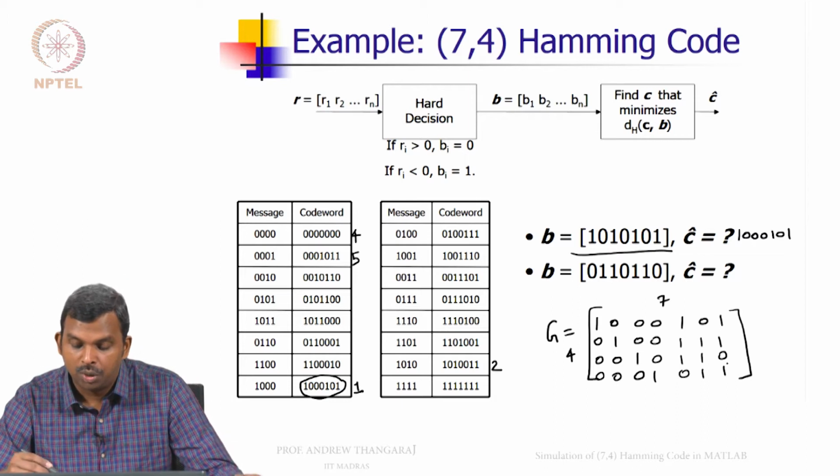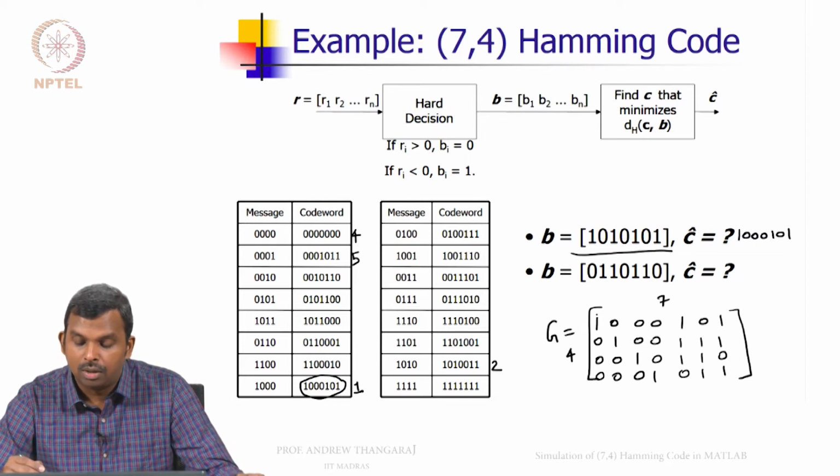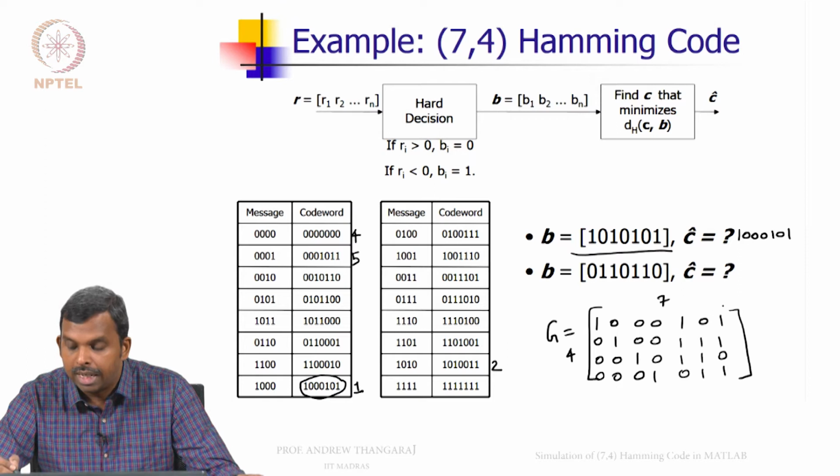So when you multiply m with G, you have the message bits appearing in the first 4 locations, and then the first parity will be m0 plus m1 plus m2. The second parity will be m1 plus m2 plus m3, and the third parity is m0 plus m1 plus m3. Okay. So this is a generator matrix.